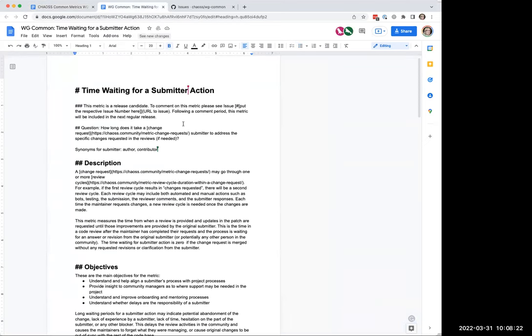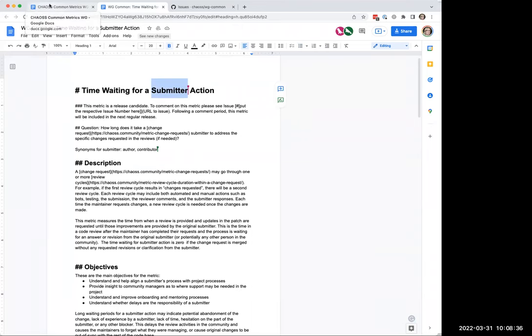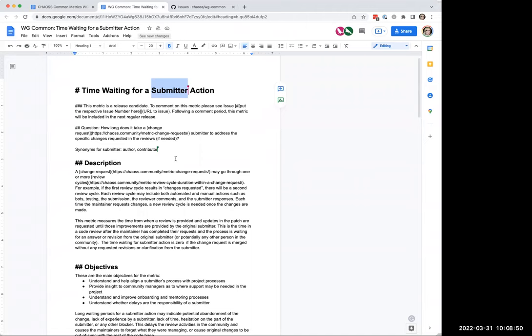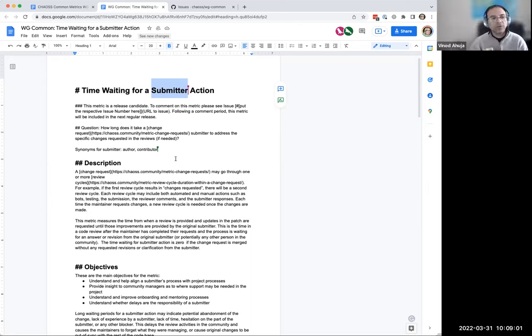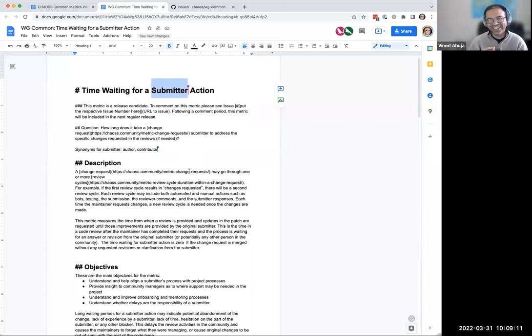I think reviewer is good for the second one. But contributor does feel like a better word. You want to put that comment in here? Although the problem is that contributor is very broad and general whenever we talk about contribution, whereas this metric is very specifically about change requests. That doesn't come through with the title as it is now, and it would definitely not come through if we change it to time waiting for contributor action. That's a good point. How about saying change request contributor? Then the title becomes very long, right? So there are trade-offs for all of these things.